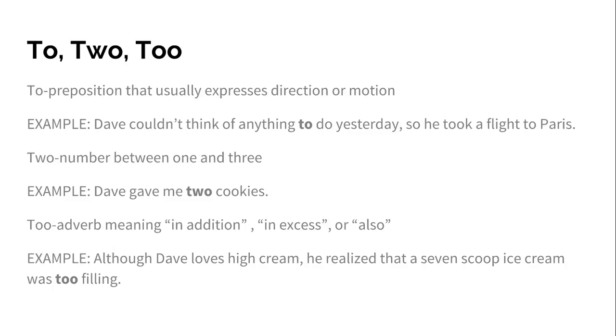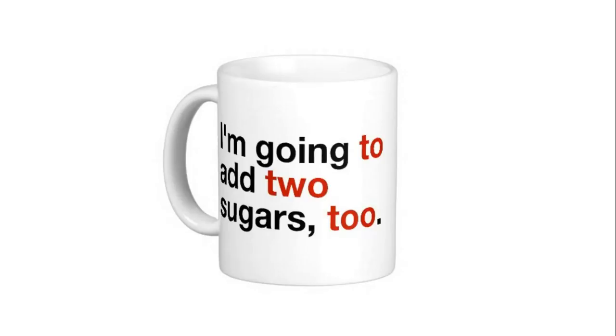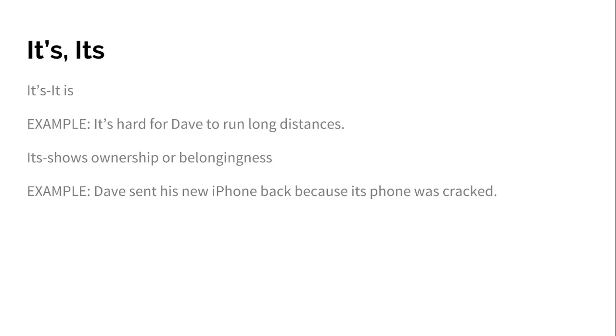Too is an adverb meaning in addition, in excess, or also. Although Dave loves ice cream, he realized that a 7-scoop ice cream was too filling. I'm going to add 2 sugars too.